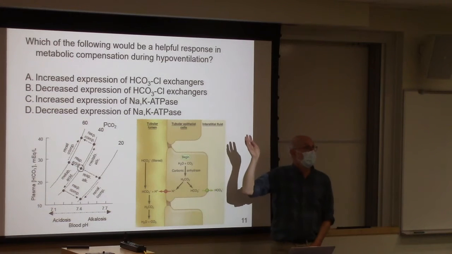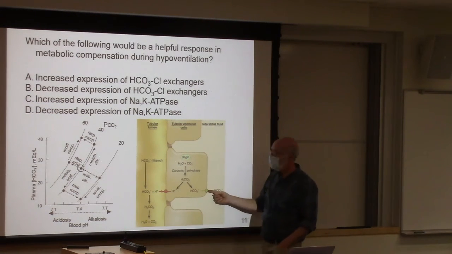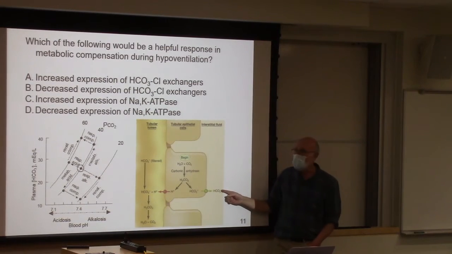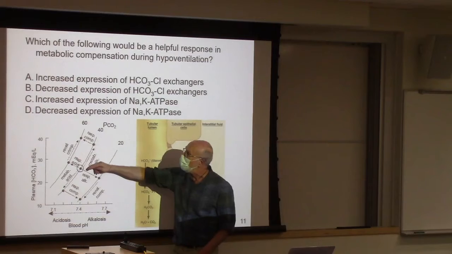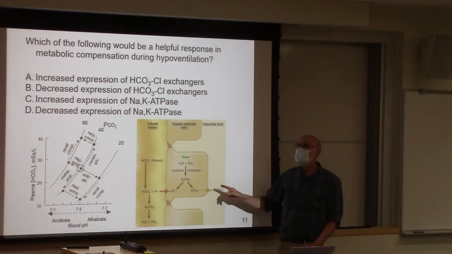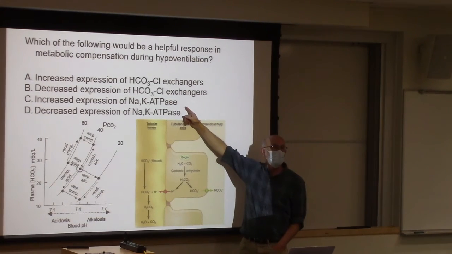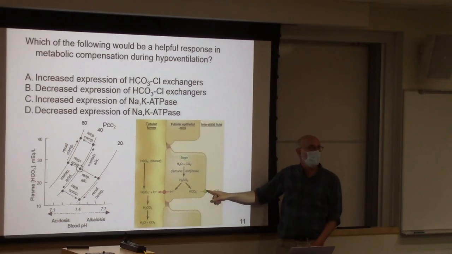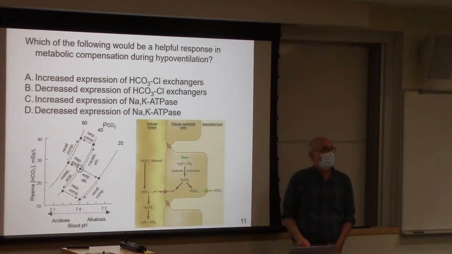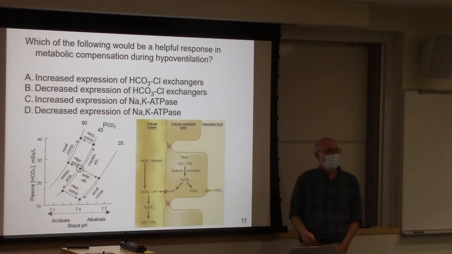Does everybody agree that A is a good answer? Increased expression, same story here. If we increase expression of the chloride bicarbonate exchanger, we're going to increase bicarbonate reabsorption. Increasing bicarbonate reabsorption in the setting of respiratory acidosis would be helpful. Is increasing the expression of the sodium potassium ATPase going to be helpful or harmful to bicarbonate movement here? I think it would be harmful because it would mess with the gradient for sodium, and that would allow less bicarbonate to go through.